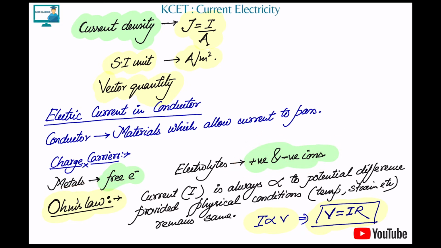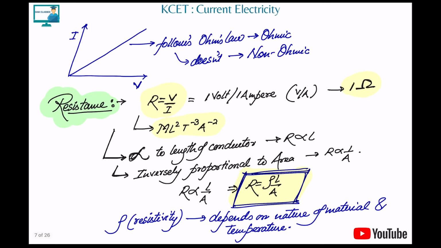Ohm's law, very important. What does Ohm's law say? The current is directly proportional to the potential, keeping other physical conditions like temperature and pressure the same. If you increase the current, voltage also increases, or if you increase the voltage, current also increases. So V is equal to IR, where R is the proportionality constant. If anything follows Ohm's law, it is called an ohmic conductor. If not, we say non-ohmic material.